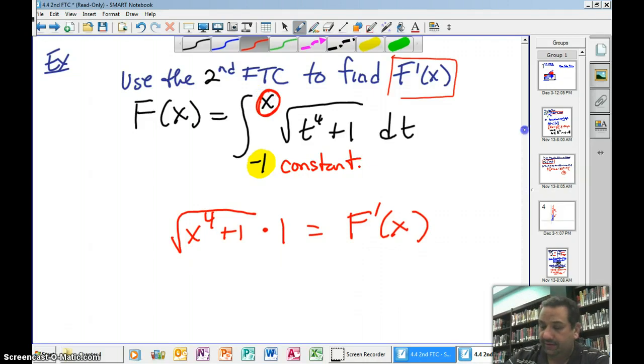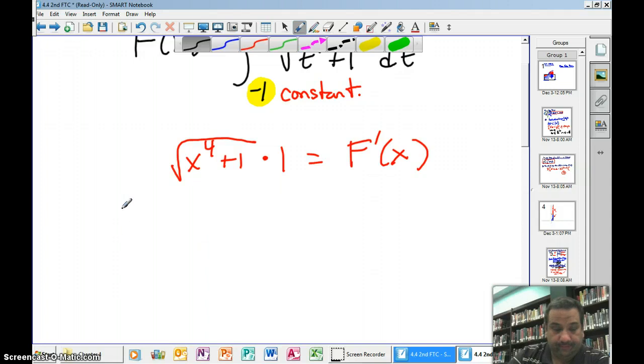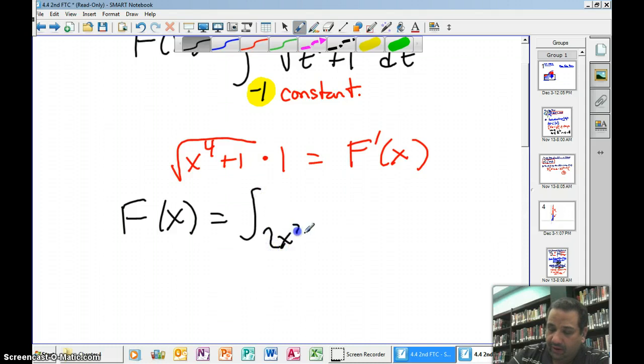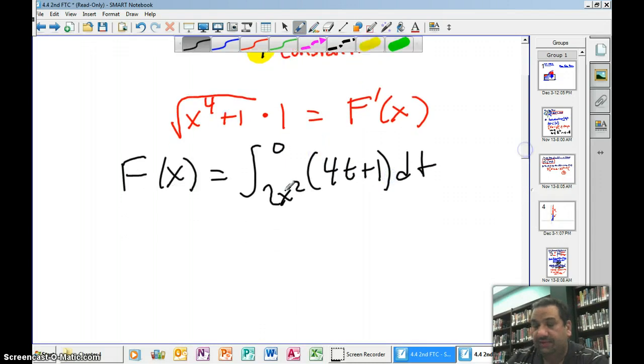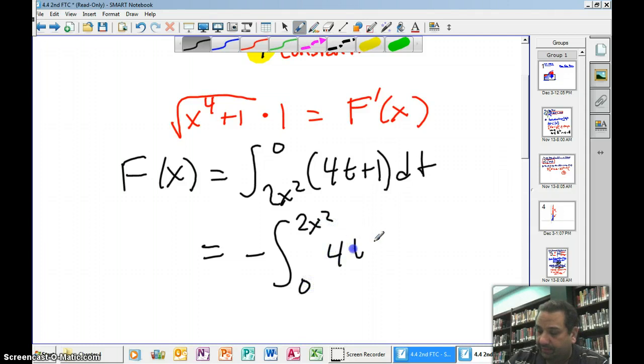So let's do a problem that looks like this. F of x equals, let's do, ready? The integral from 2x squared to 0 of 4t plus 1 dt. One thing I have to do is have the constant at the bottom. So I am going to rearrange this: you're going to have 2x squared up here, 0 down here, 4t plus 1. That's using our properties of integrals.